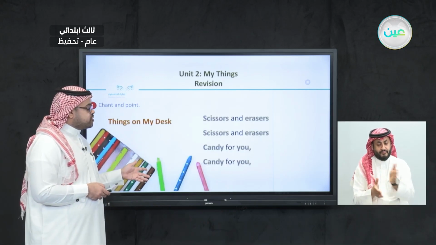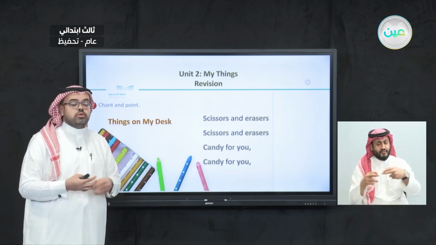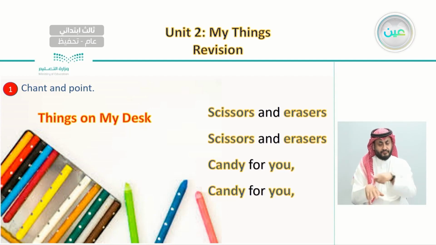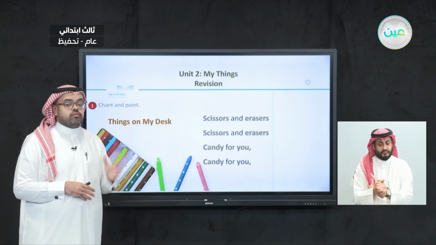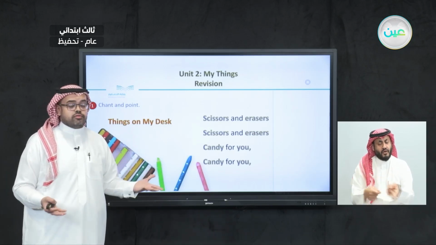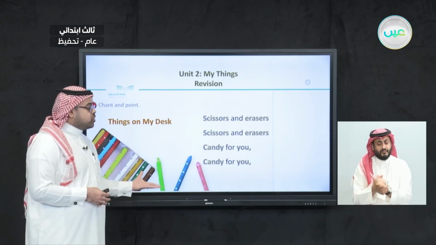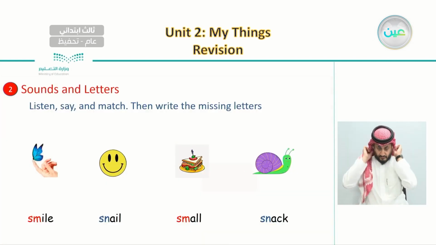After this, we said scissors, which you can use to cut paper and make different shapes. And also erasers, which you can use to erase things that you did wrong. So five things. You can also add to these things like books, notebooks, and so on. And after you do all of this, why not have a candy on your desk? Candy for you.